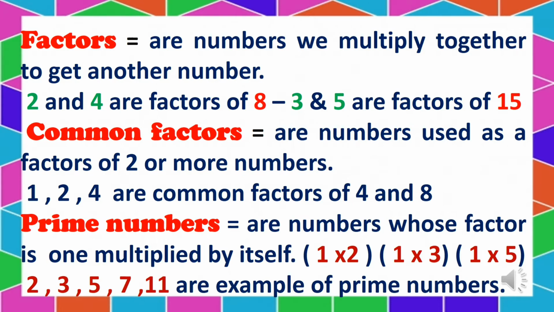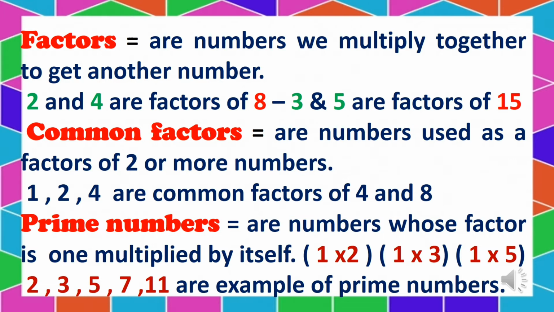Okay, next we have common factors. What are common factors? These are numbers used as a factor of 2 or more numbers. Example: 1, 2, and 4 are common factors of 4 and 8. It's because 4 has factors of 1 times 4 and 2 times 2, so these numbers are being used as factors of 4. These numbers are also factors of 8, because when you get the factors of 8, you will have 2 times 4. So these three numbers are used in getting both 8 and 4, and they are called common factors.